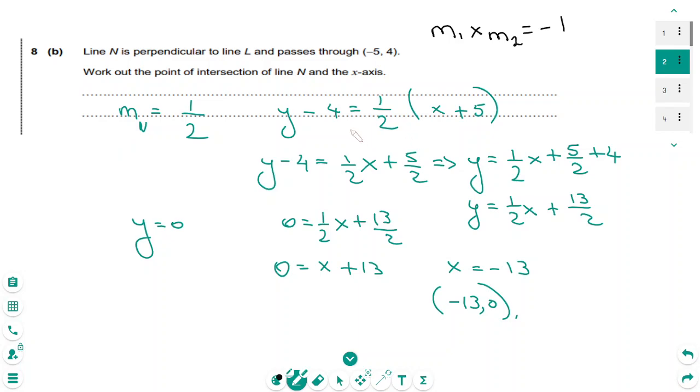The y minus y1 equals m times x minus x1, and the point I'm going to use is the point here, (-5, 4), and the gradient of the line N. And using the gradient and the point, I can rearrange it and find the equation, which is y equals half x plus 13 over 2.